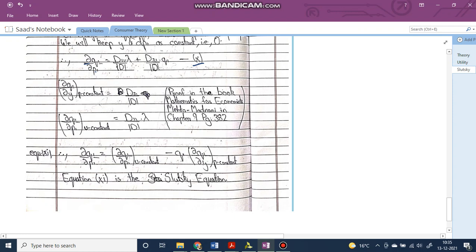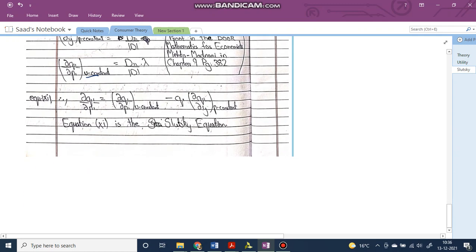Now delta q1 divided by delta y, holding price constant, is equal to d31 divided by determinant D, and delta q1 divided by delta p1, holding utility constant, is equal to d11 divided by determinant D multiplied by lambda. You can also see this proof in the book Mathematics for Economists, Mehta Madnani, in chapter 9, page number 382.